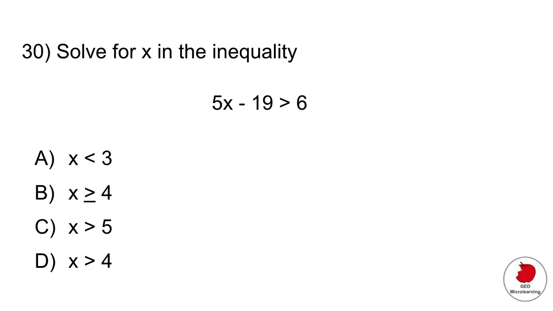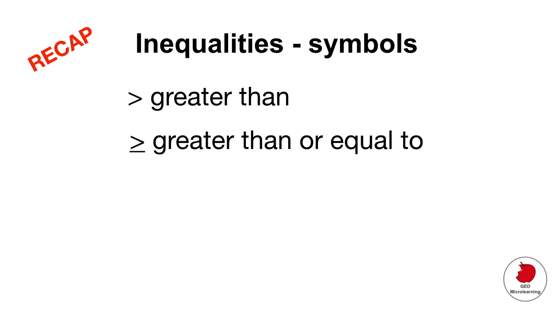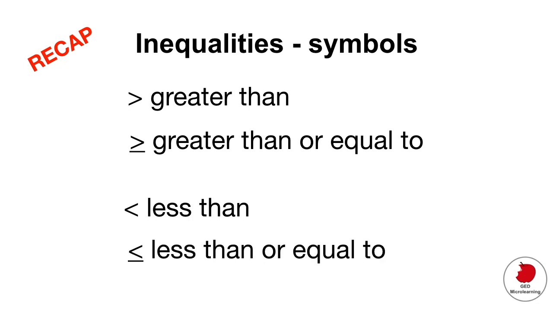Question 30 asks you to solve for x in this following inequality. Just a quick reminder if you haven't been doing a lot of problems like this with inequalities. A reminder of the symbols. Whenever you have this symbol, it means greater than. If you have the symbol with a little line underneath, that means greater than or equal to. And the opposite would be less than or equal to.